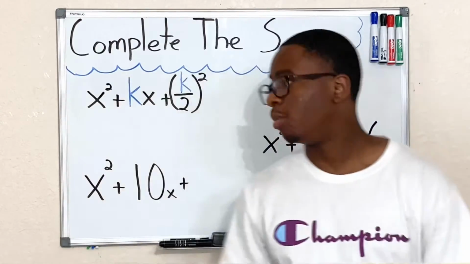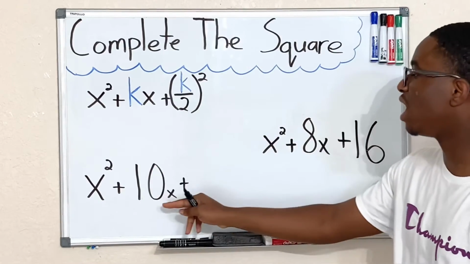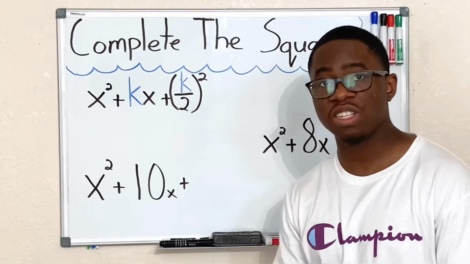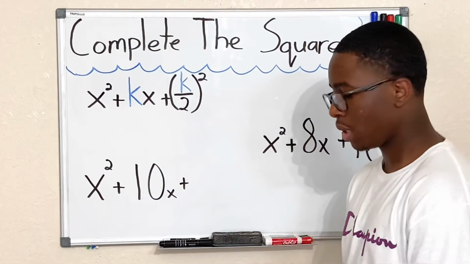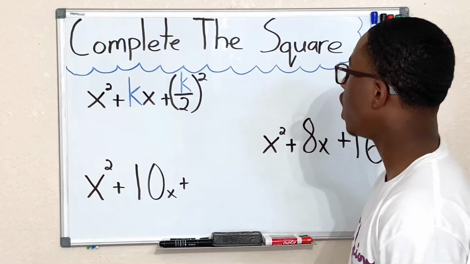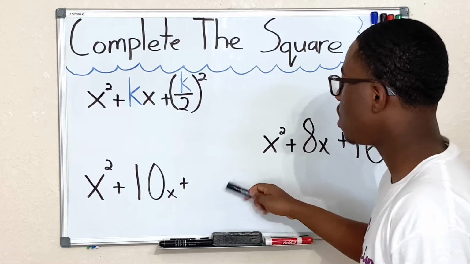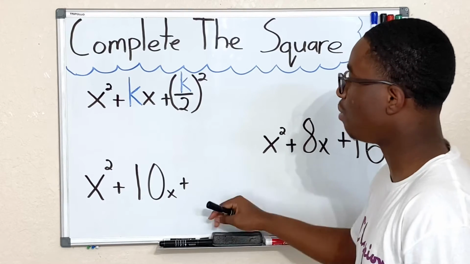How about this equation right here? We have x squared plus 10x plus something else. If you think you could try it on your own, go ahead and pause the video and give it a shot. And if you've tried it already, let's go ahead and solve it together. So here we have x squared plus 10x plus blank. We want to know what that blank is. What is that missing value?